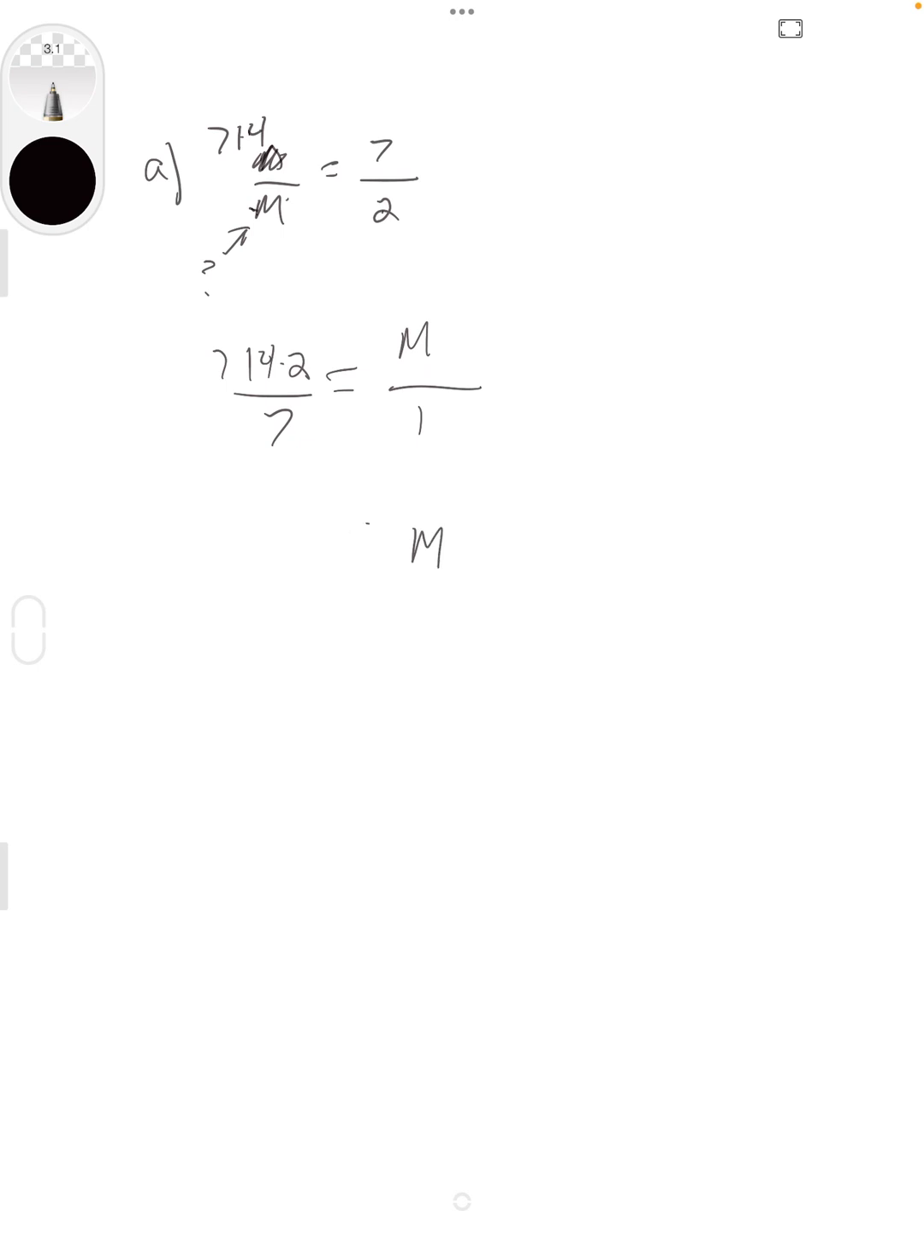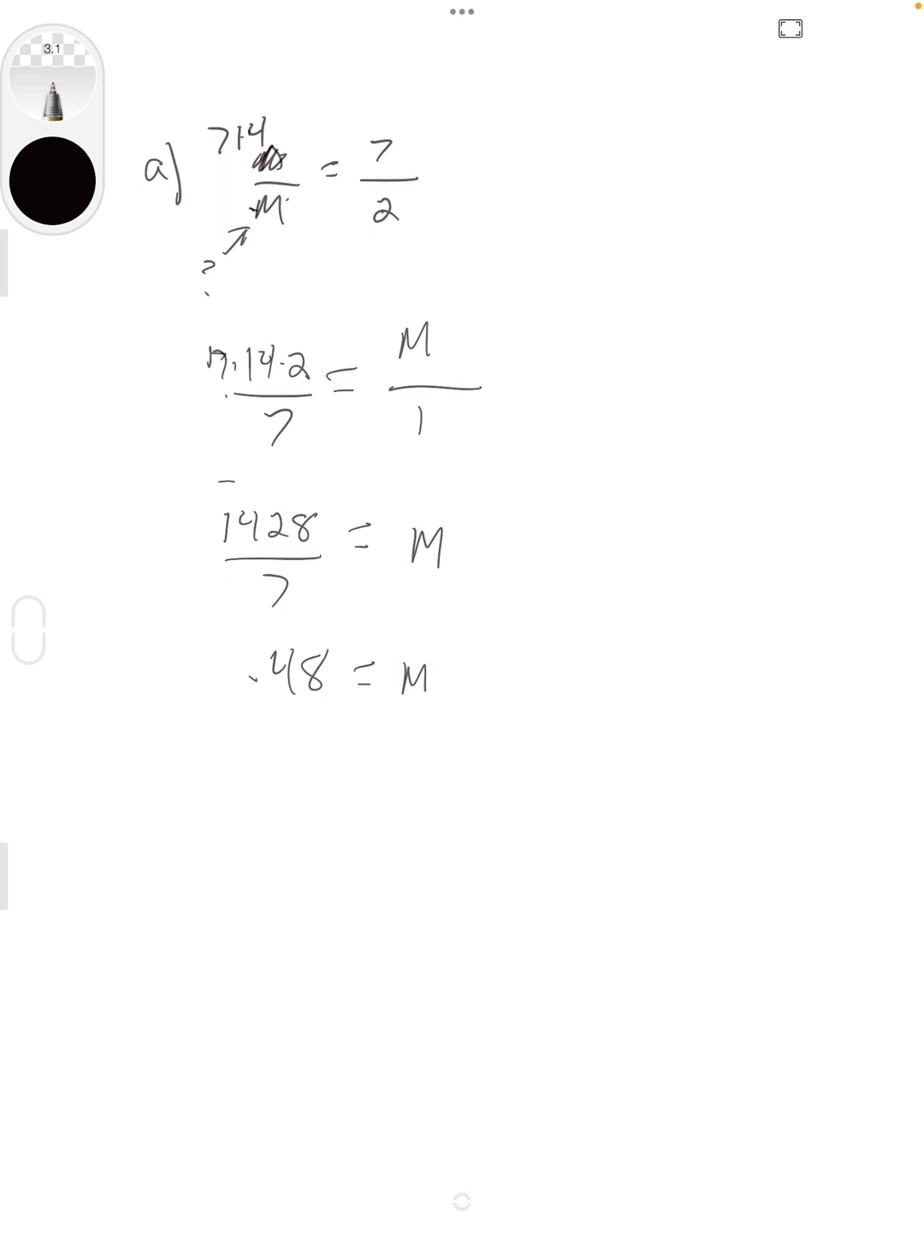So masters equals 714 times 2. 700 times 2 is 1400. 2 times 14 is 28. So 1428 over 7. And I think that can be reduced. Yeah, it can. And that's 48. Again, I would expect you to use a calculator for probably these parts. Okay. That is lesson number 38.